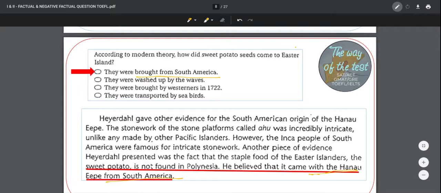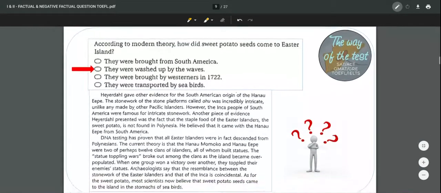And maybe you notice that we want to be specific, right? So what does the question say specifically? It says, according to modern theory, how did the sweet potato seed come to Easter Island? And then we have that they came from South America, but that someone believed that they came from South America. Okay, we're going to leave it there for a moment, and then we're going to go to letter B.